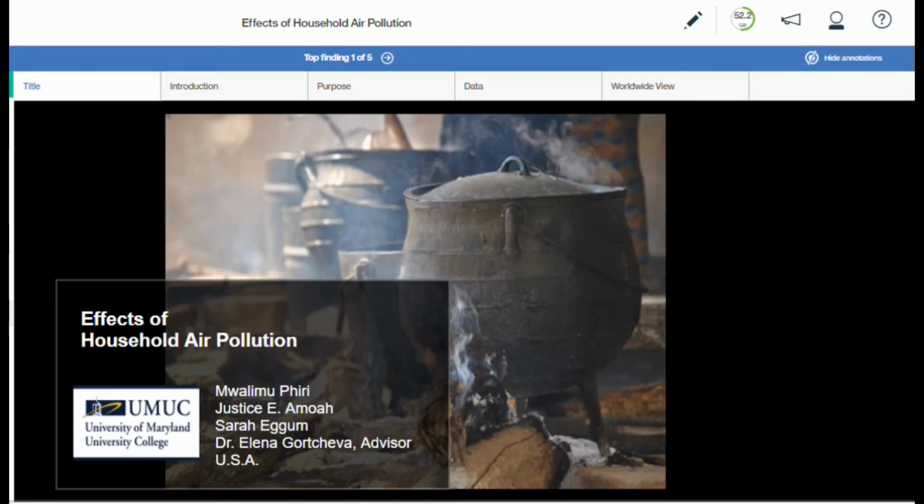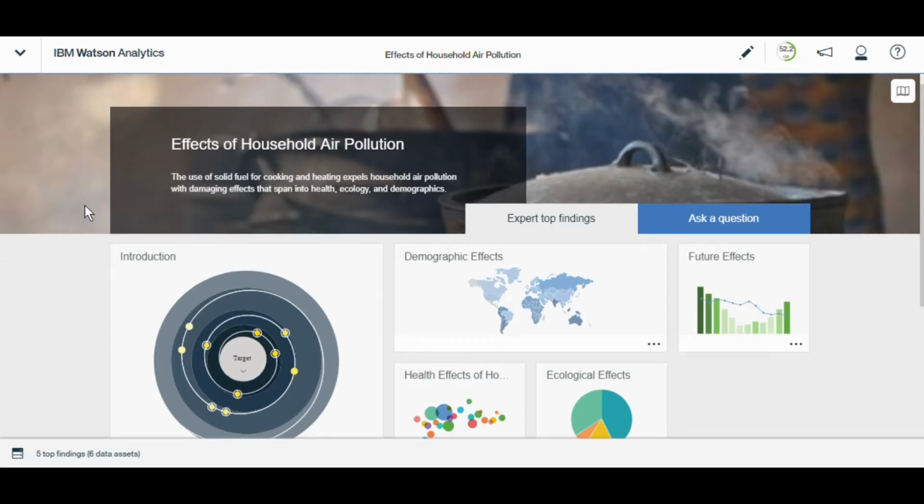This is a presentation in IBM Watson Analytics Expert Storybook for the 2018 Watson Analytics Global Competition. My name is Sarah Agam, and I will present on behalf of teammates Mwali Mupiri and Justice Samoa from the University of Maryland University College in the United States of America. Effects of household air pollution.